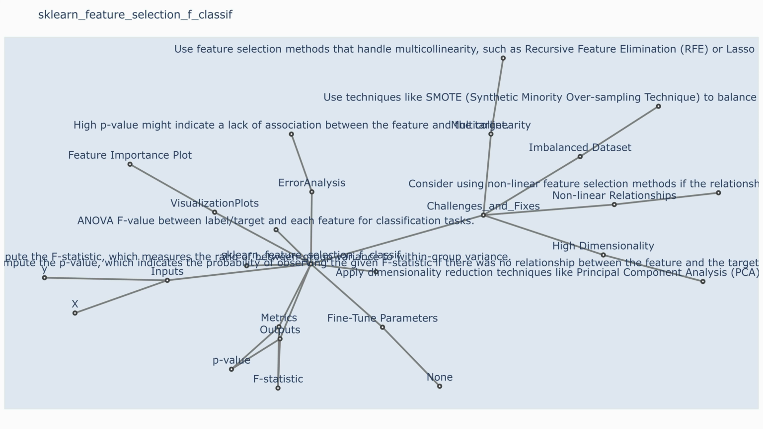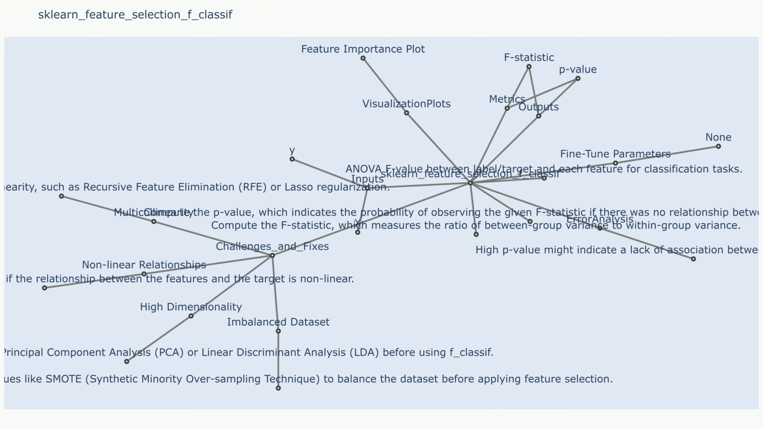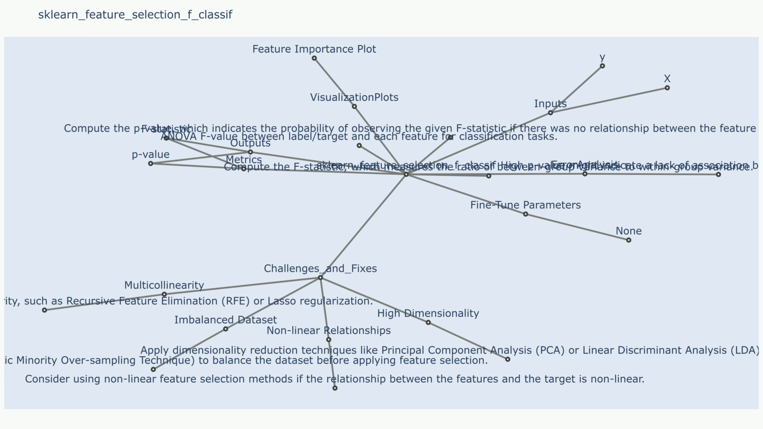sklearn feature_selection f_classif. Description: the f_classif function calculates the ANOVA F value for each feature, assessing the separability between classes. It determines the statistical significance of each feature in differentiating between different classes.